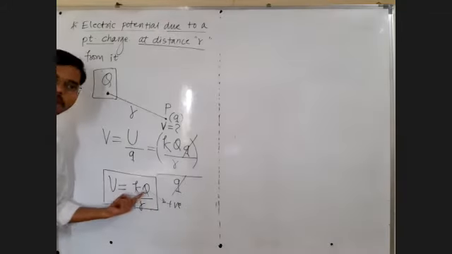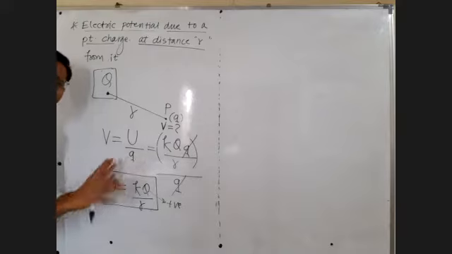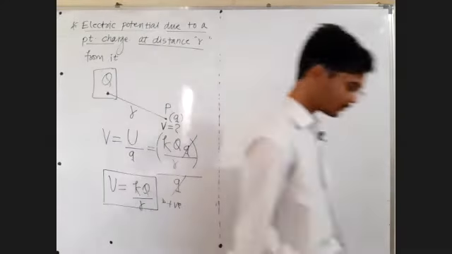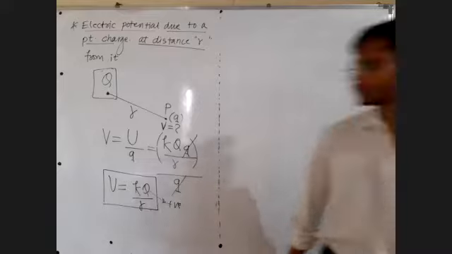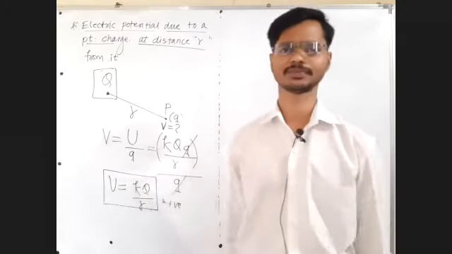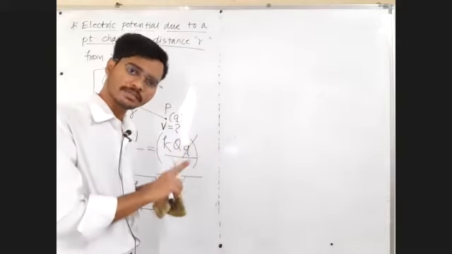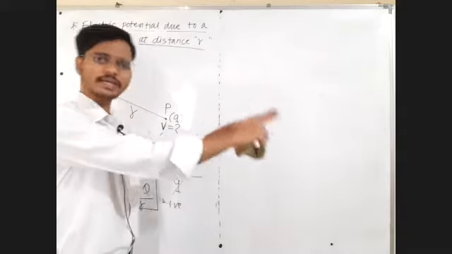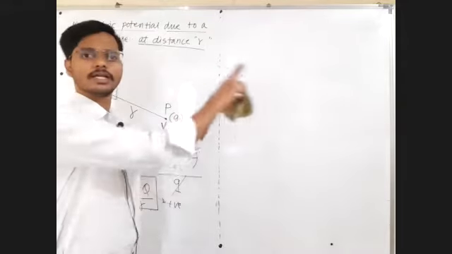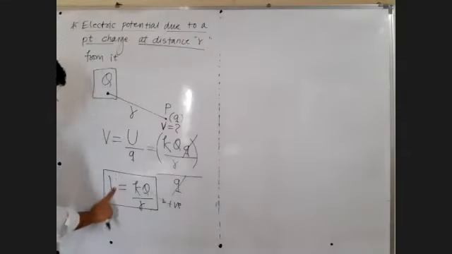Positive charge gives positive potential, negative charge gives negative potential. The formula automatically takes care of it. You don't have to worry. If the charge is positive, put it positive. If the charge is negative, put it negative. But just remember the convention. Potential because of positive charge should ultimately come out positive, and potential because of negative charge should ultimately come out negative. And that is satisfied by this formula.